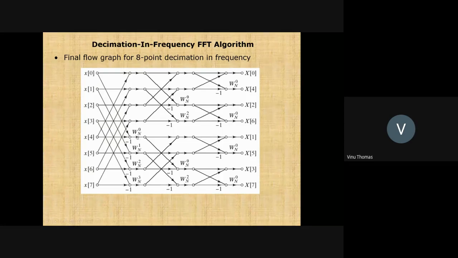So how many multiplications will you have here? You have to multiply by W_N raised to n. So W_N raised to n would be how many multiplications? You will have N by 2 multiplications here, right? In this case, you have 4 multiplications. In general, you have N by 2 multiplications. And how many additions? You have N additions. All these are counted as additions. So you have N additions per stage.